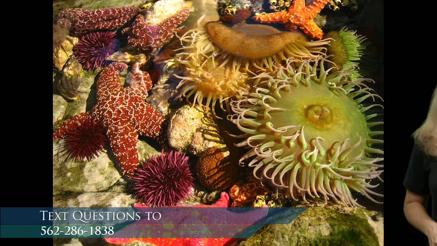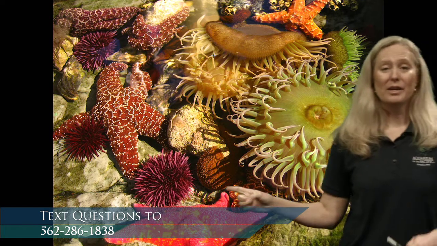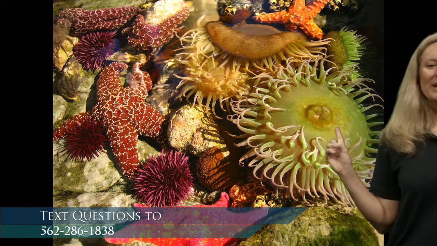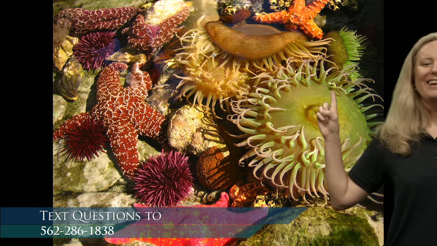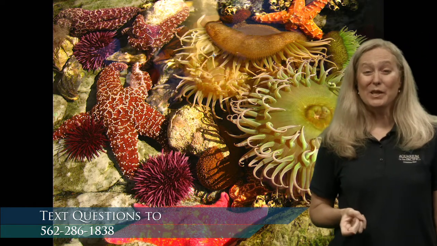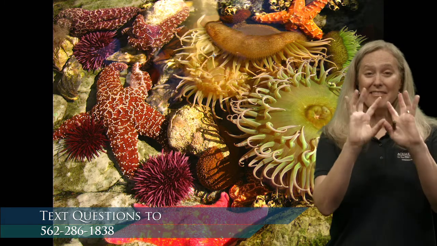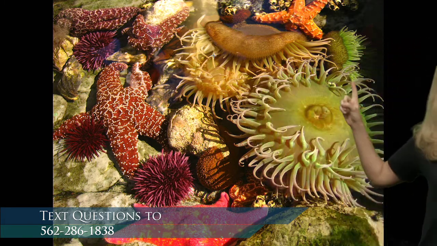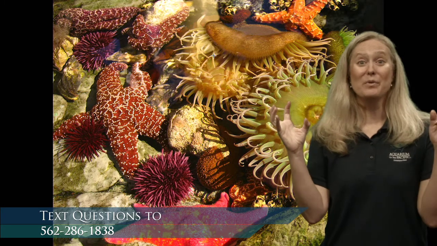So these are all different types of tide pool animals. Do you recognize them? This one right here is kind of funny looking. It's called a sea anemone. Now, sea anemones are really neat animals that have these long tentacles all around the outside of their bodies to help them sting and grab food.